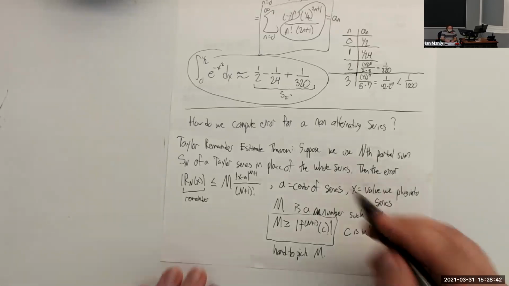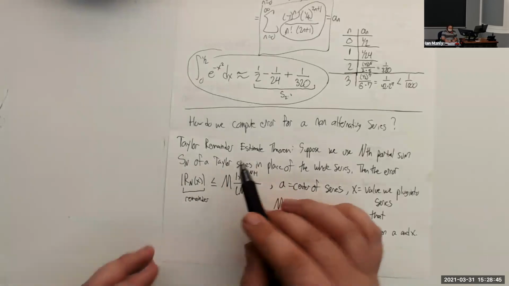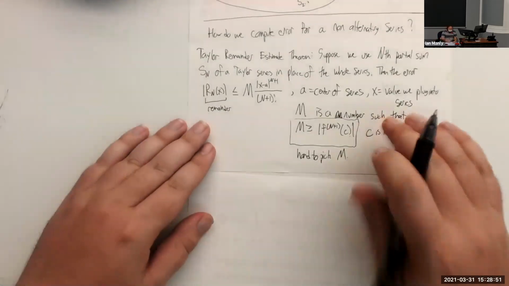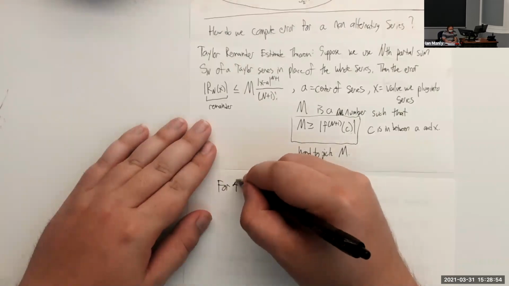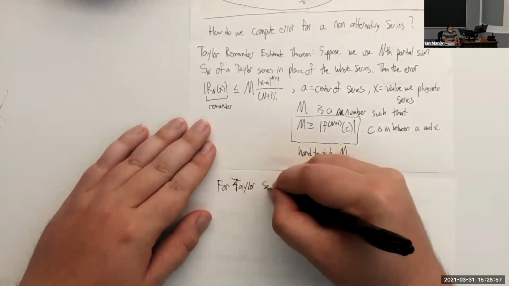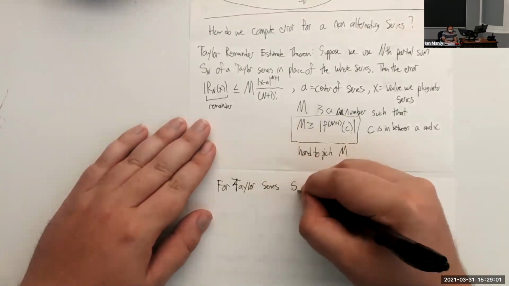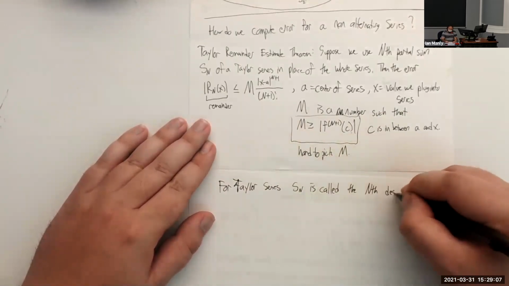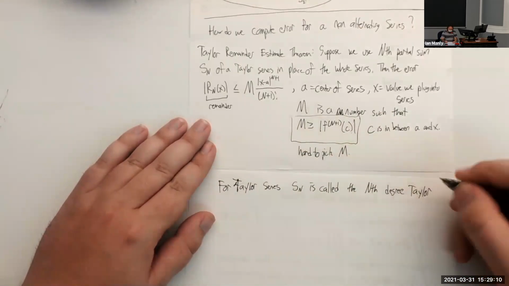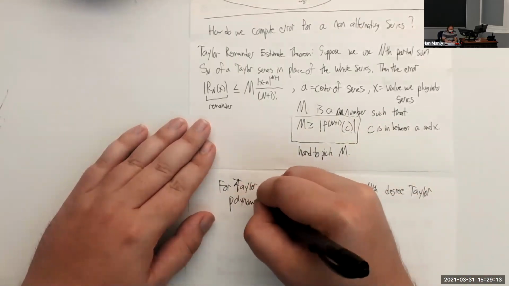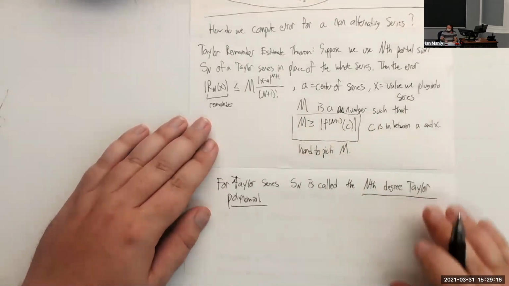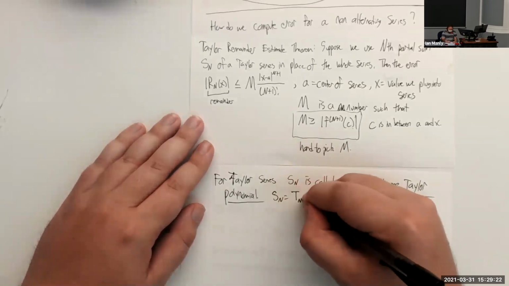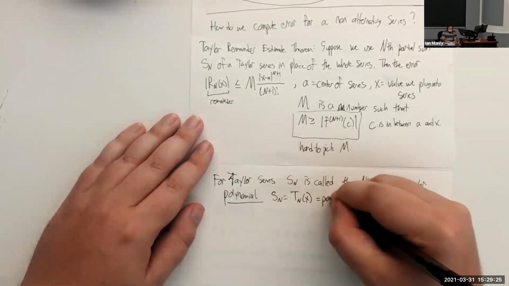All right. Now, by the way, for the Taylor series, the partial sums have a specific name. I want to talk about that too, because you see this name more often than Sn here. So for Taylor series, Sn is called the nth degree Taylor polynomial. So this is a term we'll be seeing a decent bit. And instead of writing it as Sn, we're going to write it as T sub n of X. And this will be some polynomial.